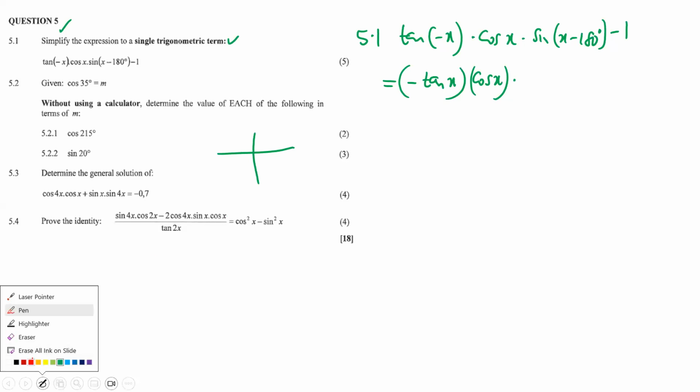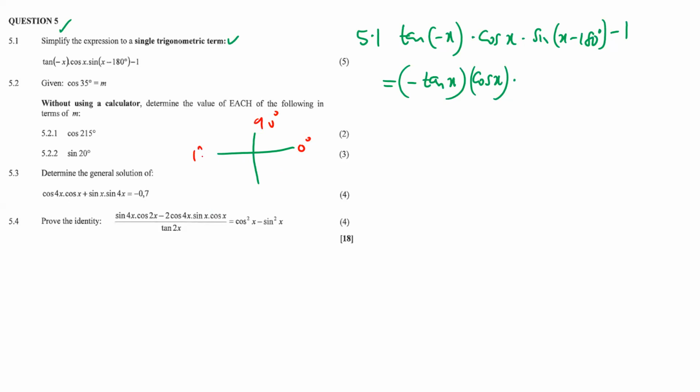Let's remember this, we did this. Dealing with negative angles, we start here at 0 degrees. The normal way is 90, 180, 270, 360. This is minus 90, minus 180, minus 270, minus 360.